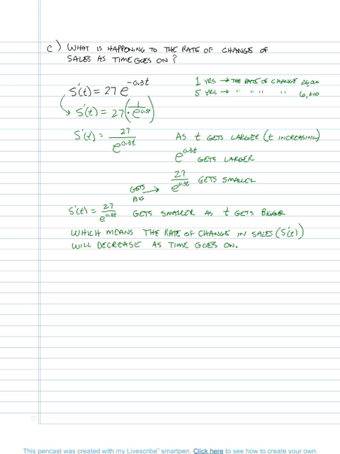In fact, I'd like to pause here and look at a graph of s of t. Actually, before we do that, let's answer one more question, and then I'll look at a graph so that we put all this together maybe. Does the rate of change of sales ever equal 0? What do you think? The rate of change of sales gets smaller as time goes on. Does it ever equal 0?